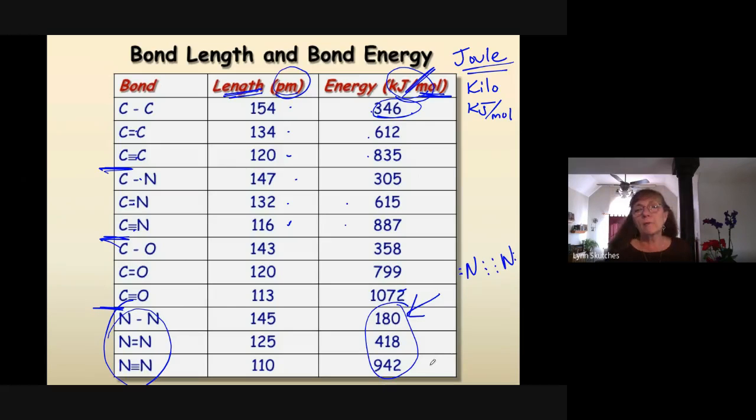Okay, so again, bigger numbers, harder to break, stronger bonds. Triples are always more than doubles. Doubles are always more than singles.